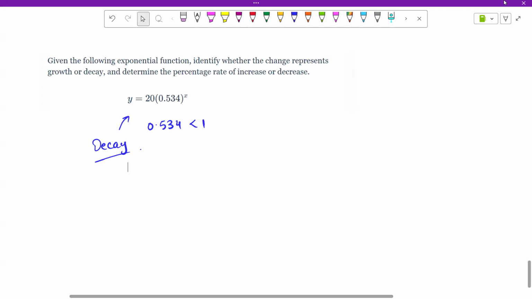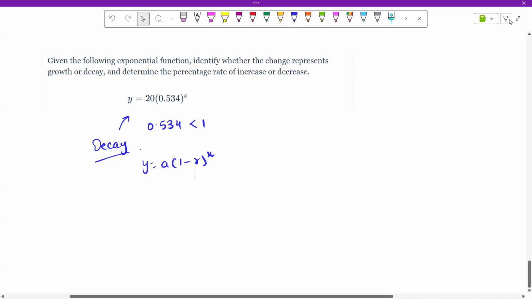The formula for that is y equals a times (1 minus r) raised to power x. That is our formula for finding the percentage decrease. Now, r is going to tell us the percentage decrease.